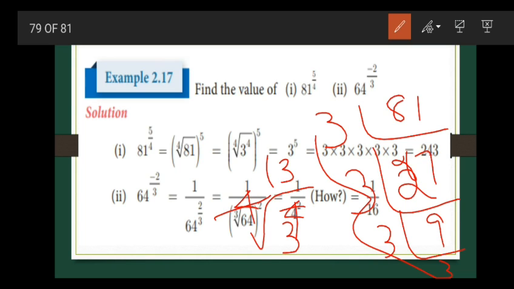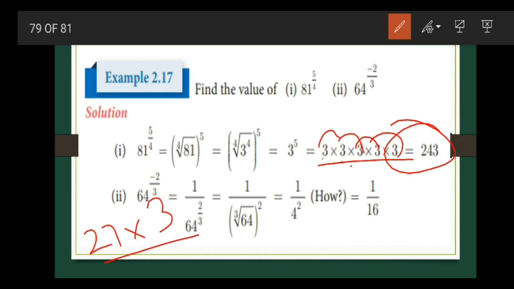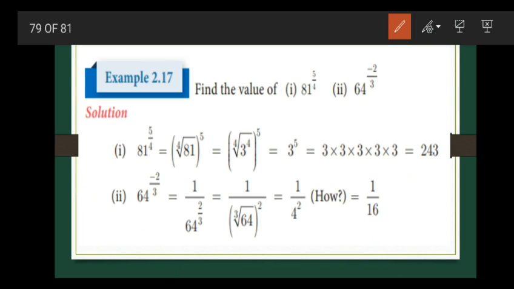So we'll get 3. So this is 3 to the power 5, which means you have to multiply 3 5 times. 3 3s are 9, 9 3s are 27, 27 into 3 is 81, 81 into 3 is 243. So 3 to the power 5 is 243. So 81 to the power 5 by 4 is 243.